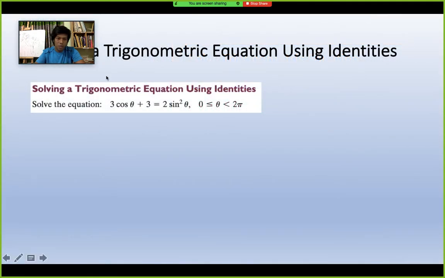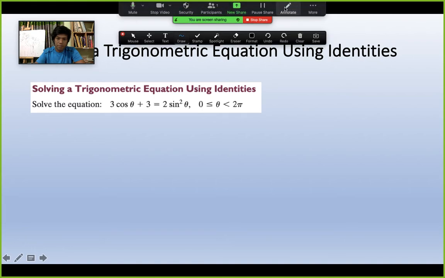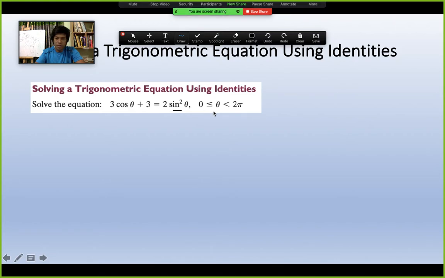So here we have one trigonometric equation. Our task is to solve it within this boundary from 0 to 2 pi, where 0 is included. This is actually a quadratic thing, since you can see this is sine squared, this is sine squared. Suppose they give cos squared theta here, then also it is quadratic.